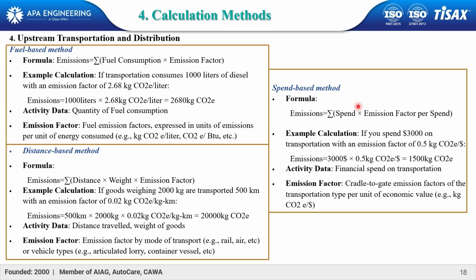And the final method, the spend-based method. Similar to other categories, this method uses the financial data and the emission factor per spent economic value. So if you're spending $3,000 on the transportation, with an emission factor of 0.5 kgs of carbon dioxide emitted per dollar. These are all the secondary emission factors that we use from the secondary databases. So the fuel-based method is most accurate when the direct fuel data is available, while the distance and the spend-based methods offer alternatives when fuel data is not available.